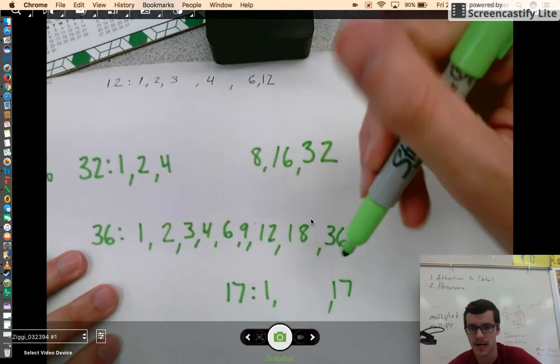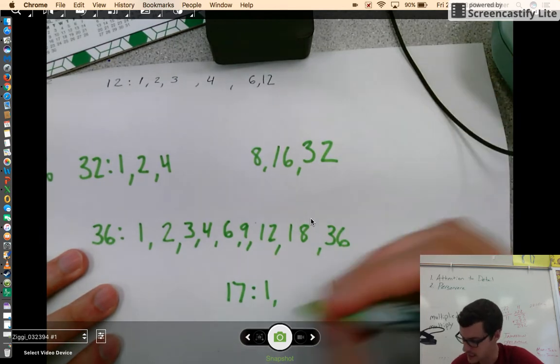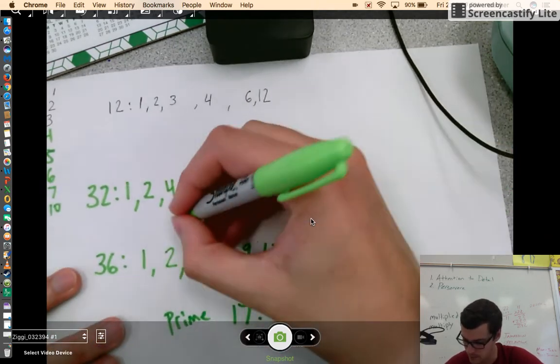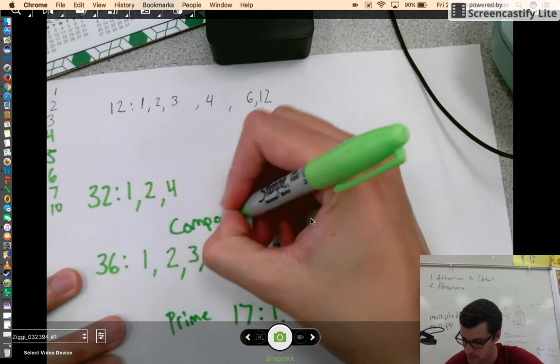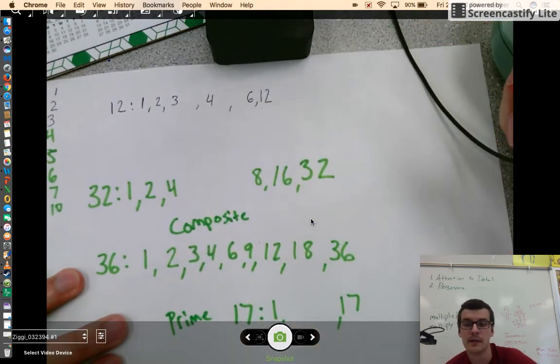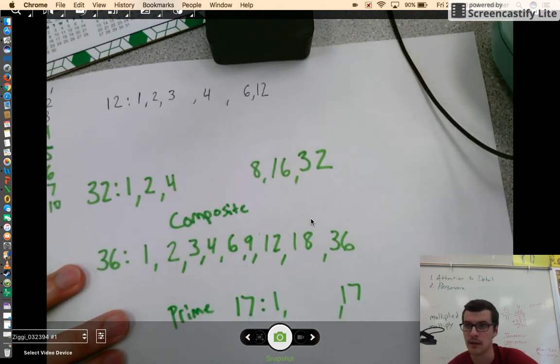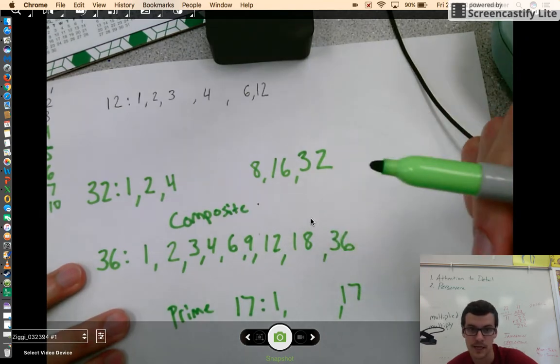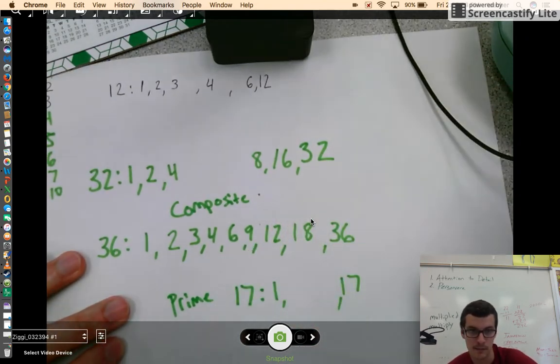So the only factors of 17 are 1 and 17, and that makes it a prime number. All these others that we did are composite numbers. So composite numbers are numbers that have factors other than 1 and itself. If it has any other factors other than 1 and itself, then it is a composite number. If it just has 1 and itself, then it is a prime number.